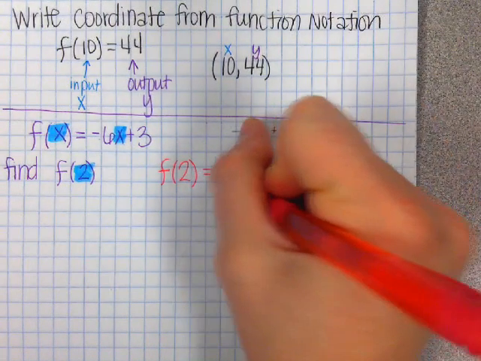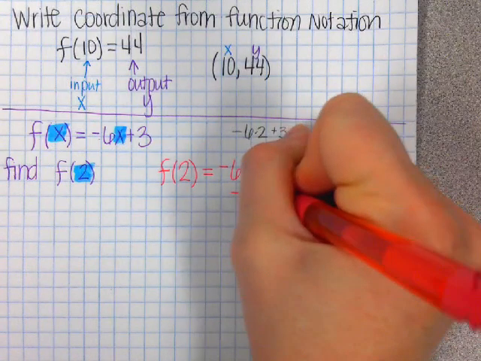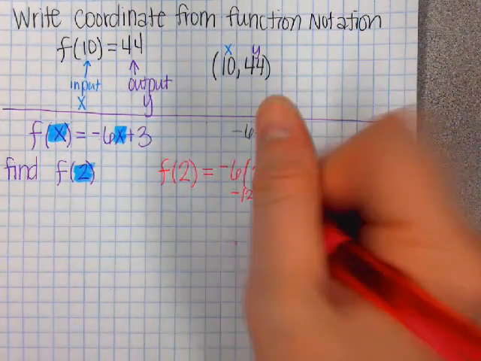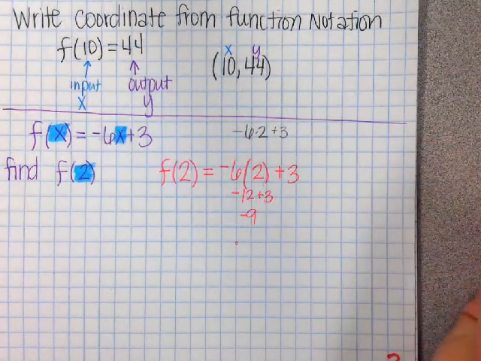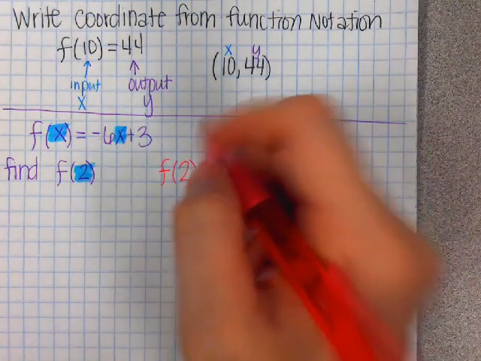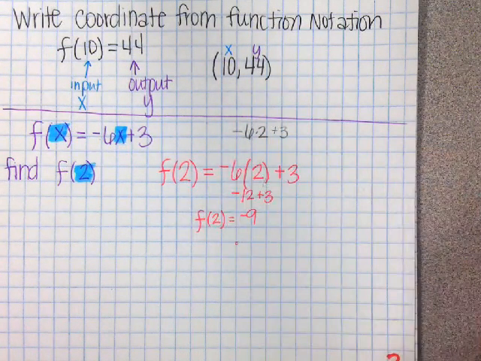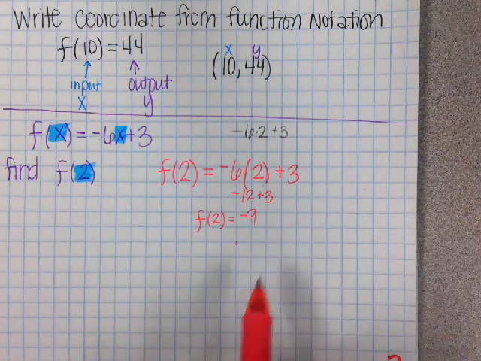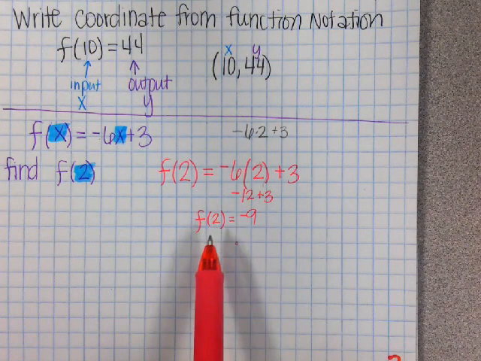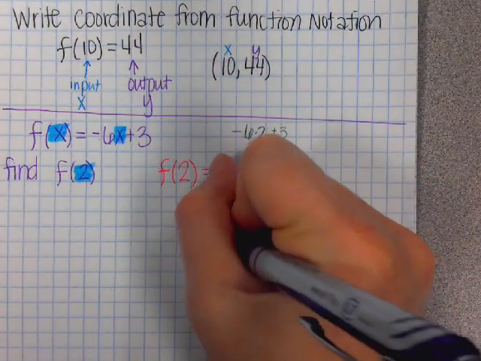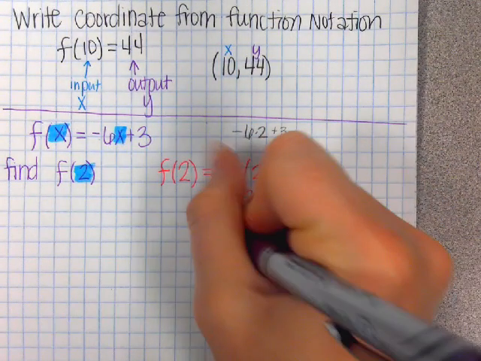So then it would be -6 times 2, which is -12, plus 3. -12 plus 3 would be -9. Now, you have to write this f of 2 part again, so say f of 2 is equal to -9. Now, I'm going to ask a question, I just want you to think about it. Is the 2 the input or the -9 the input? So the 2 is the input, so again, this is x, this is y.